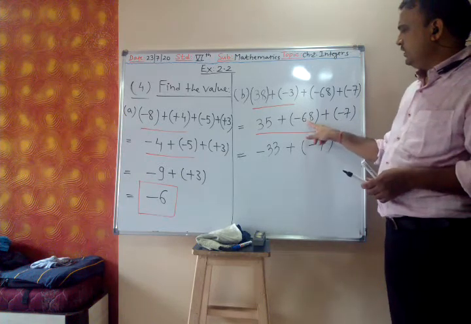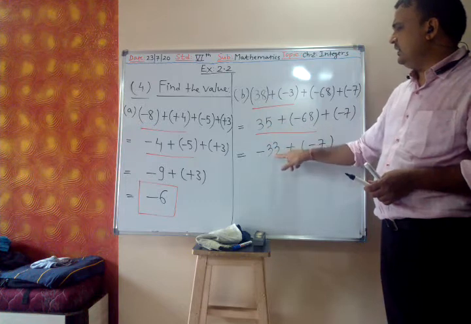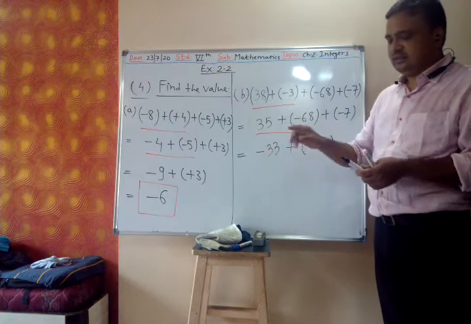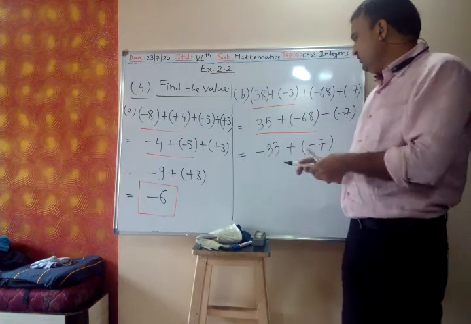68 minus 35 is 33. Which number is bigger? 68. What is sign of that? Minus. I will write minus 33. Now let us solve this.